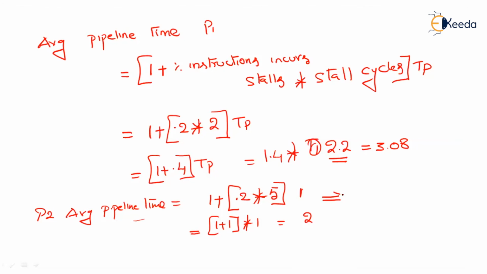So here the question is, we are asked to calculate P1 by P2. He has considered P1 as P and P2 as Q. He asked for the ratio of the average pipeline times of P1 and P2, that is P1 by P2, that is equal to 3.08 divided by 2. That is equal to, I think, 1.5 something. Okay, exactly, precisely 1.54. Yes, 1.54 is the answer.